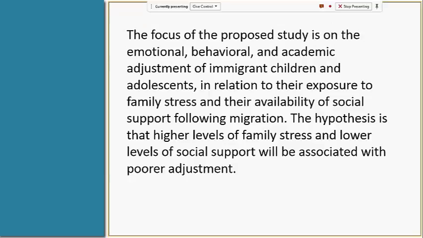The focus of the proposed study is on the emotional, behavioral, and academic adjustment of immigrant children and adolescents in relation to their exposure to family stress and their availability of social support following migration. The hypothesis is that higher levels of family stress and lower levels of social support will be associated with poorer adjustment.